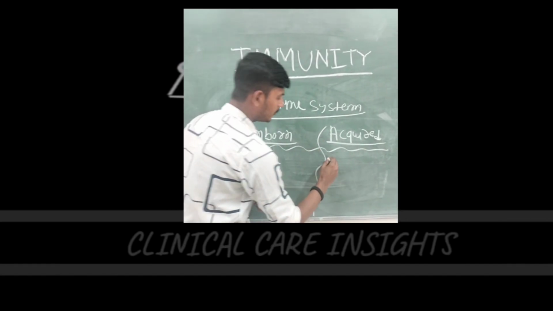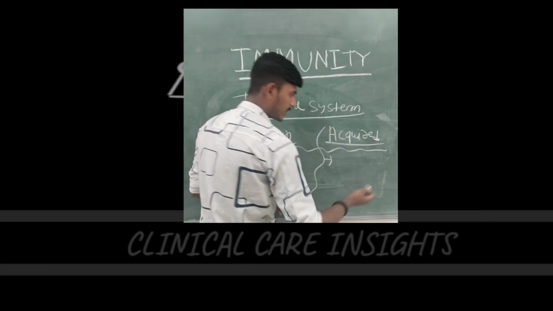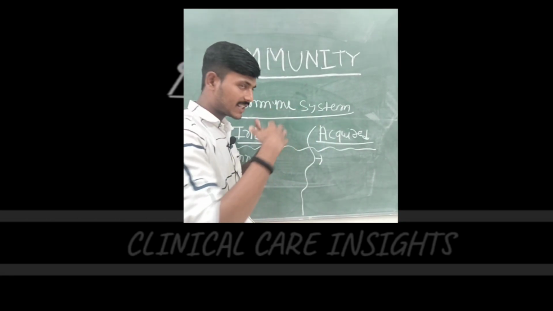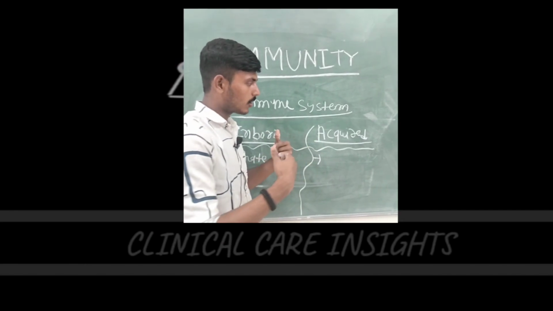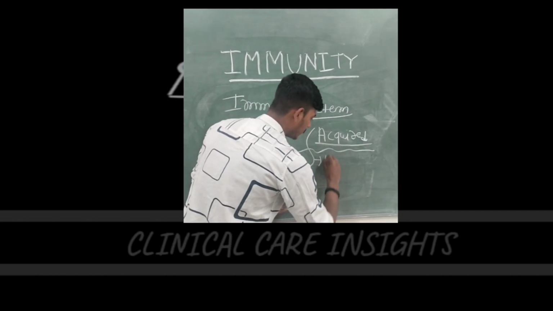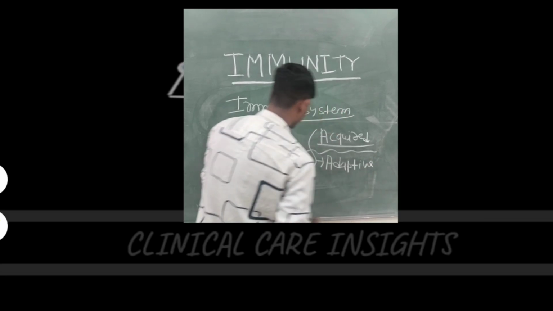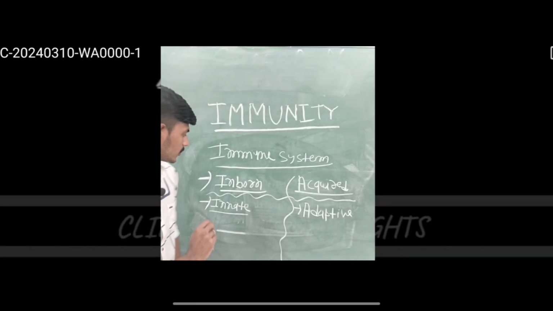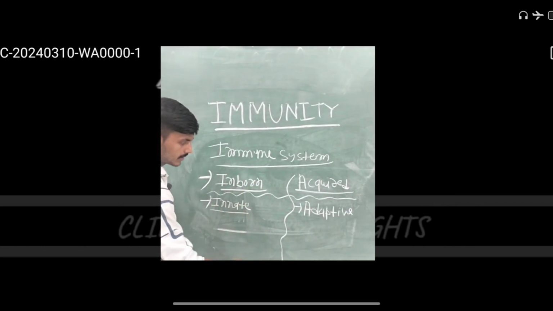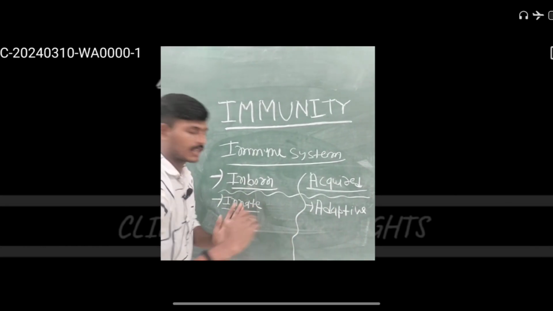Acquired immunity is that kind of immunity which we acquire in our life pattern, in our lifetime, whatever things we adopt. So this is called acquired immunity. In other words, it is also called adaptive immunity. So this innate immunity comes from birth, and acquired immunity is the adaptive immunity which we acquire during our lifetime.